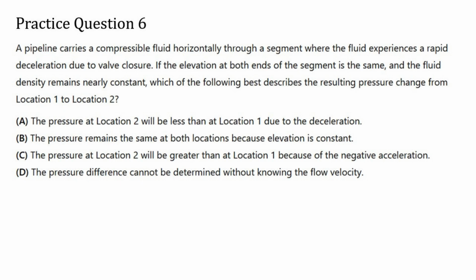Practice question 6. A pipeline carries a compressible fluid horizontally through a segment where the fluid experiences a rapid deceleration due to valve closure. If the elevation at both ends of the segment is the same and the fluid density remains nearly constant, which of the following best describes the resulting pressure change from location 1 to location 2?